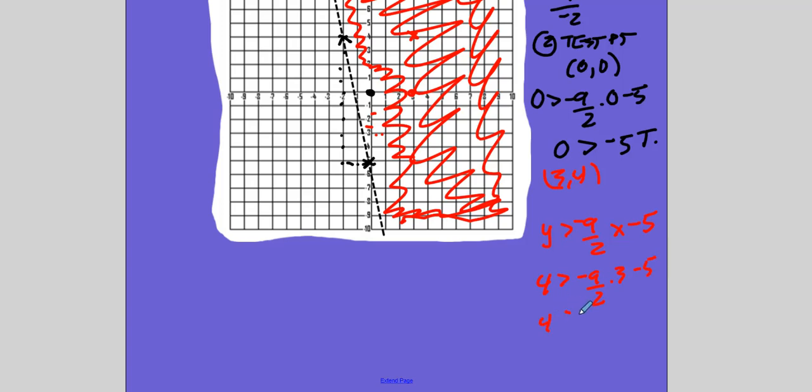So 4 is greater than -27/2 minus 5. That's certainly true because that's a negative number. So any point here in the right half plane will make this inequality that we started with true, and that's part of the solution set, which we represent by a shaded area.